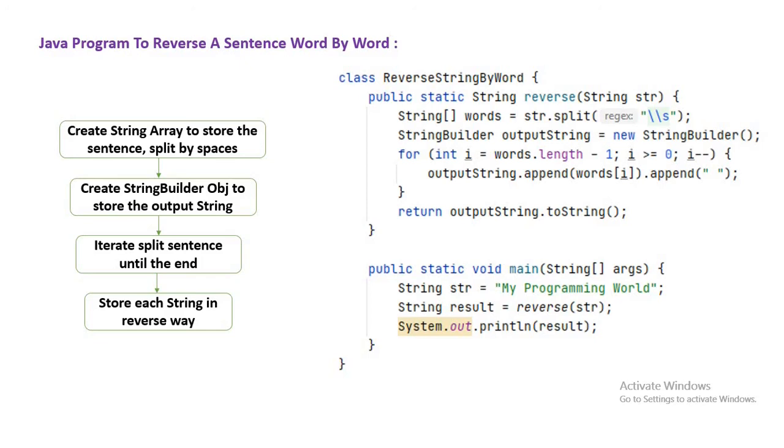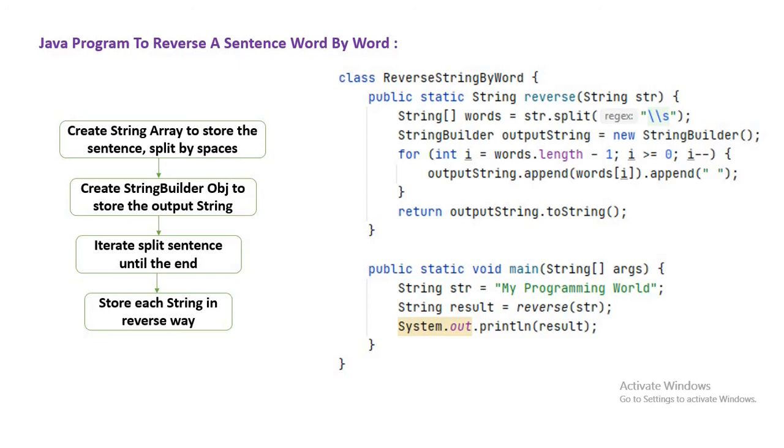In the next iteration, i value will be 1 because we are decrementing it. Again we are checking i greater than or equal to 0. So i value is 1, definitely 1 is greater than or equal to 0, and it will come into the loop. In the loop, we are taking the first index value of the words, which is programming. Previously in the output string we already have world and a space, and after that we are appending programming. So now our output string is world, space, programming, and after that we are appending another space.